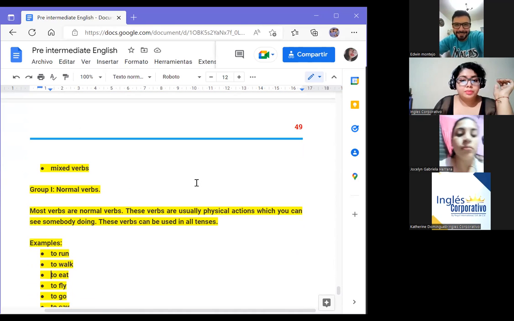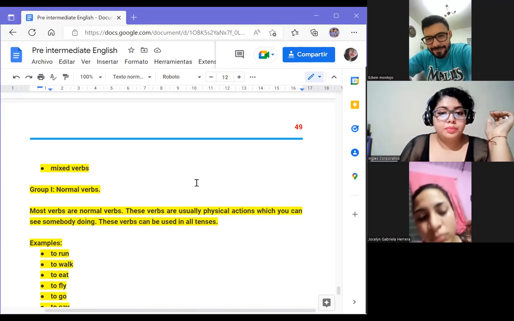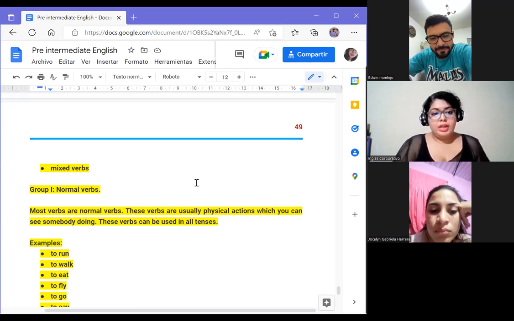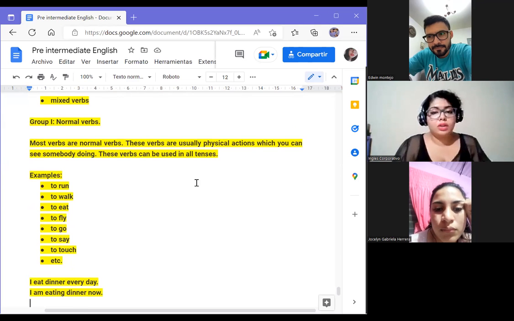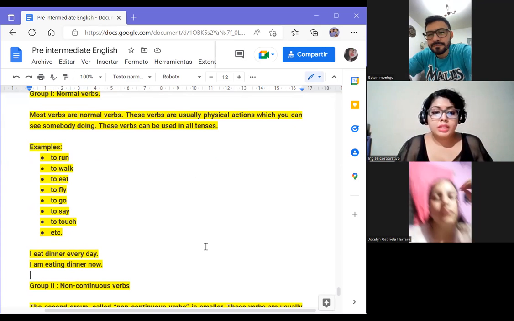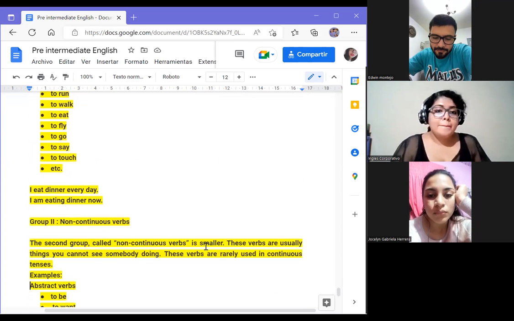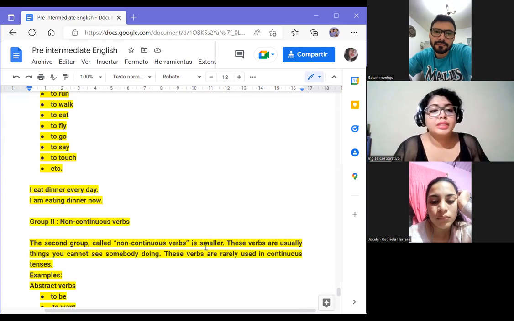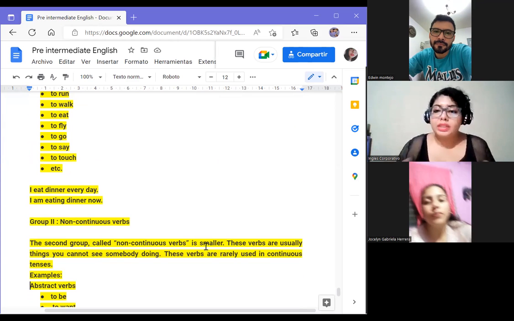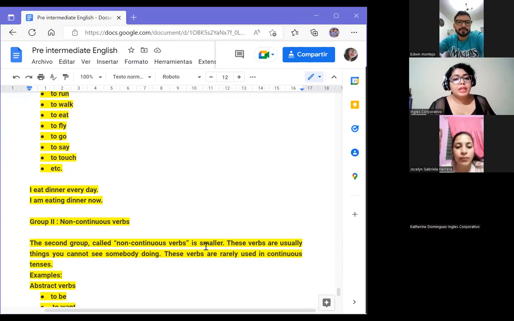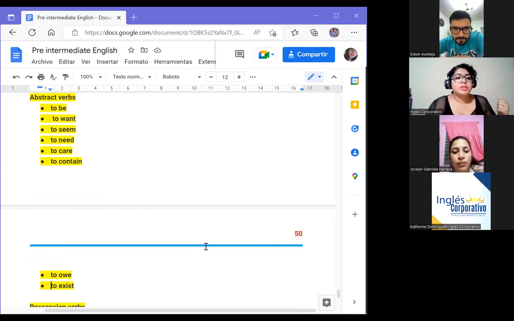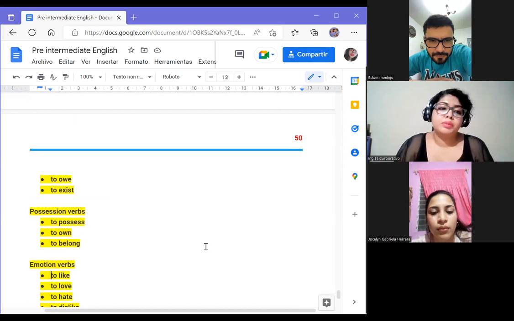In this case, the normal verbs are talking about physical actions or physical things that we can see someone doing or performing. And we have here the examples to run, to walk, to eat, and all of that. Then we have the non-continuous verbs, which means that we cannot use them with the continuous tenses, because we are not going to change the form of the verb. That is why we call them non-continuous, because we are not going to add the ing form of the verb. And we have different types that are the abstract verbs, the possession verbs, and the emotion verbs.